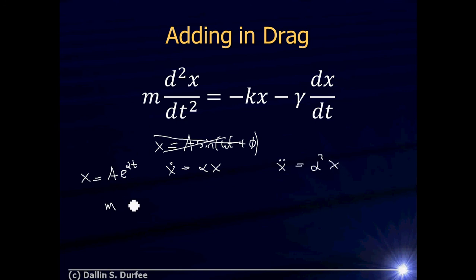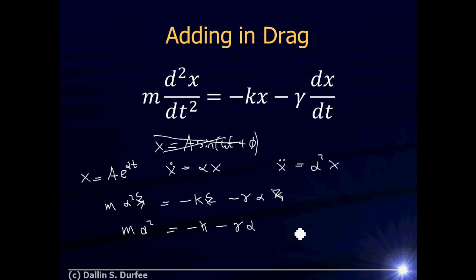So I plug those into my equation. I'm going to get mass times alpha squared x is equal to minus kx minus gamma alpha x, right? And the x's cancel, and I'm left with mass alpha squared is equal to minus k minus gamma alpha. If I can solve this for alpha and find what alpha needs to be, I can plug that in, and then I've got a solution to the simple harmonic oscillator with drag.